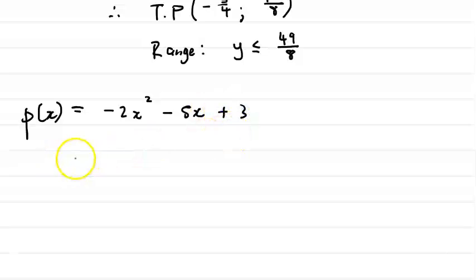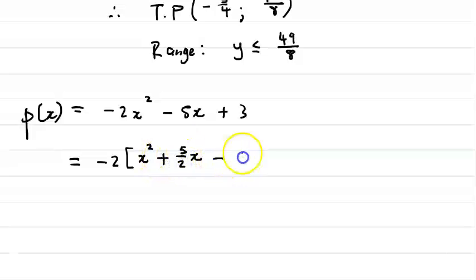Now when you are going to be completing the square to find the coordinates of your turning point, the first thing that we have to do is make sure that the coefficient of x squared is positive 1. So we're going to remove minus 2 as a common factor, and we're going to be left with x squared plus 5 over 2x and minus 3 over 2.